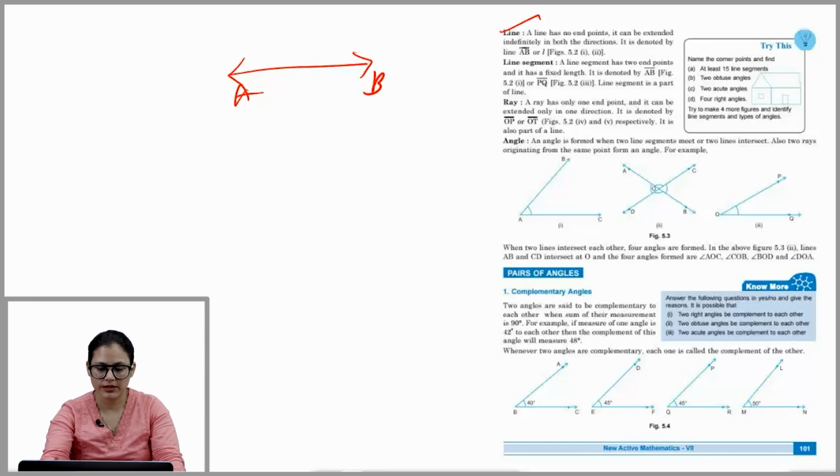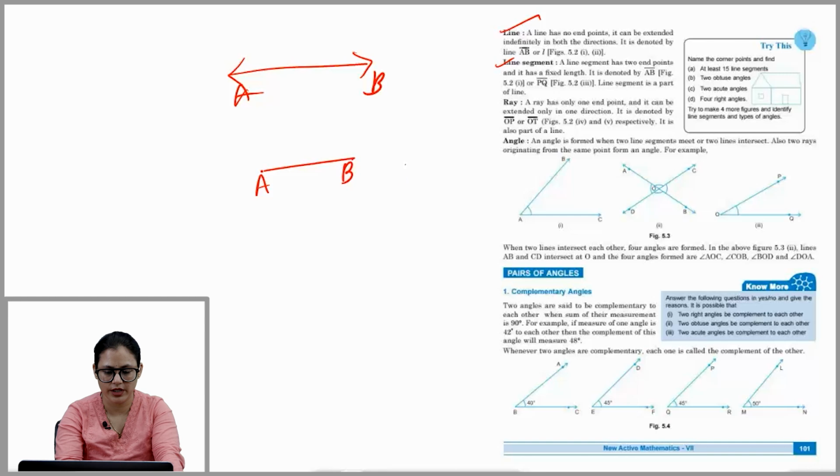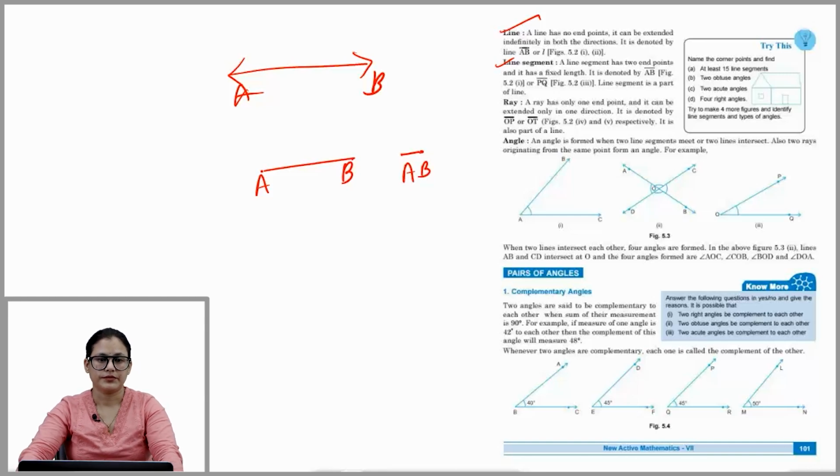Next is line segment. A line segment has two endpoints and it has a fixed length. It is denoted by this, AB. This is the line segment, okay? And we denote it like this. A line segment is a part of a line.